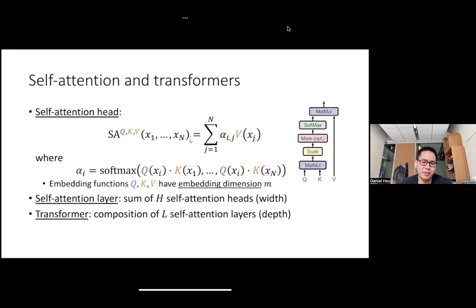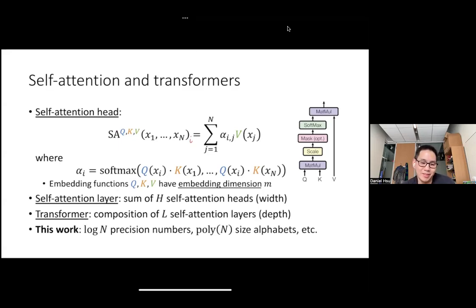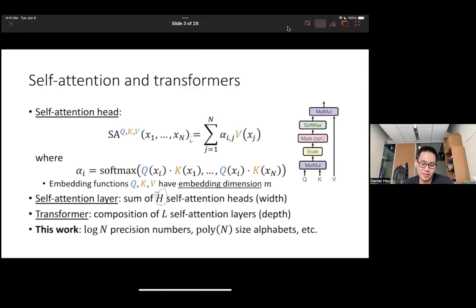Okay, so here I'm just thinking about a transformer as this depth L network of self-attention layers, and the width of every layer is h. And I'm not going to be worrying about precision so much during the talk, and everything should work as long as the numbers are log n precision and all the alphabet sizes are of poly n size. This is just the technical notation for this talk. The important thing, maybe, is thinking about the width, the depth, and the embedding dimension as the main measures of size for a transformer.